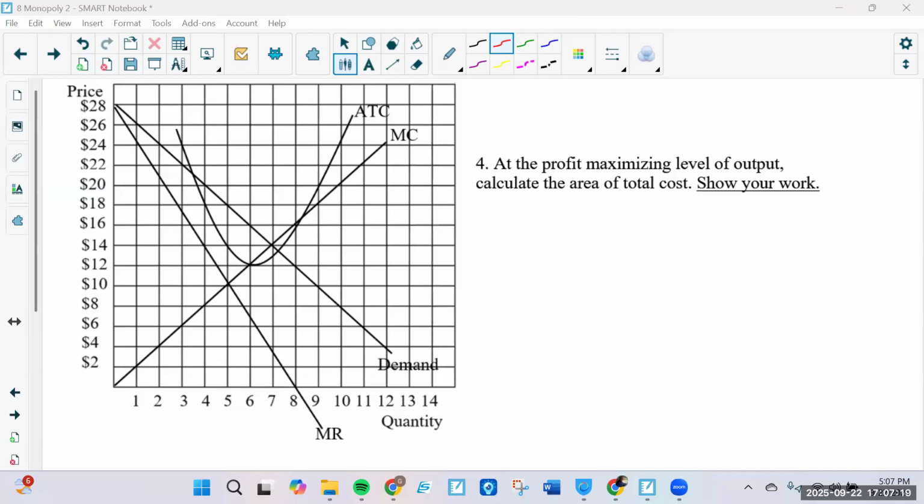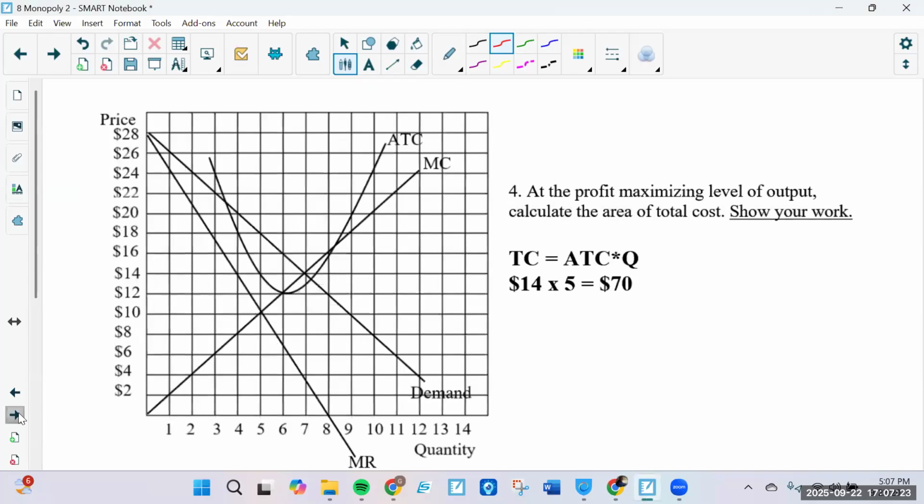Total cost is average total cost times quantity. Well, we already figured out that at a profit maximizing quantity of 5, the average total cost is 14. So the average total cost is 14, and we're producing 5 units. So in total, it's costing us $70 to produce this product.